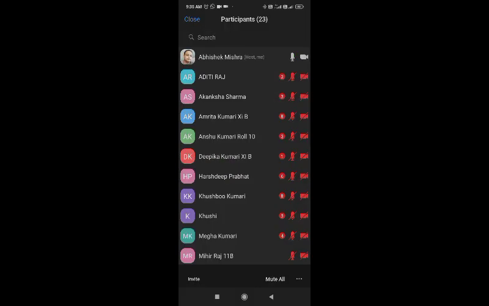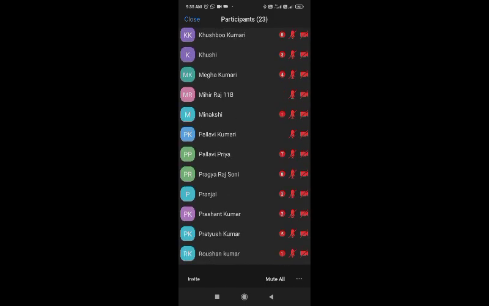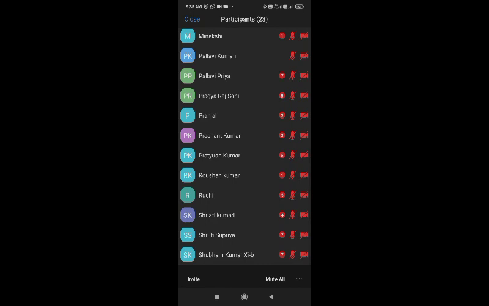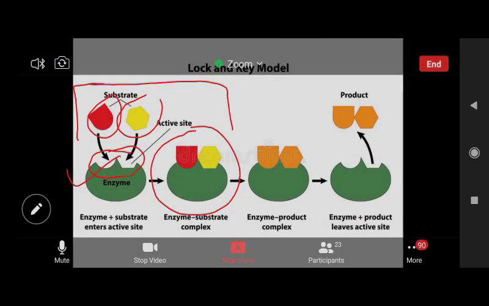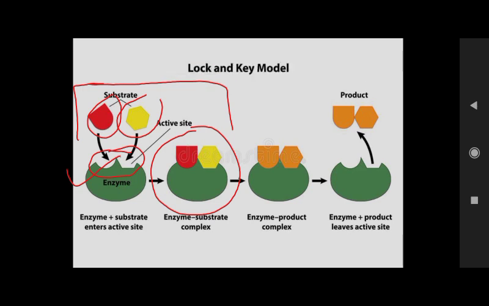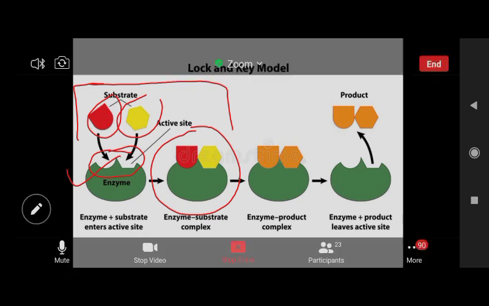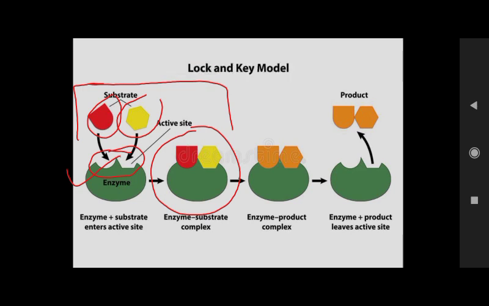Yes, Mihir, I am not getting any response till now from your side. Roshan also, Pranjal also. Not a single time I have got any response from your side. My question was whether the activation energy will be lowered or will be elevated. So many of the students have said, Pranjal, Mihir, Roshan, please respond.